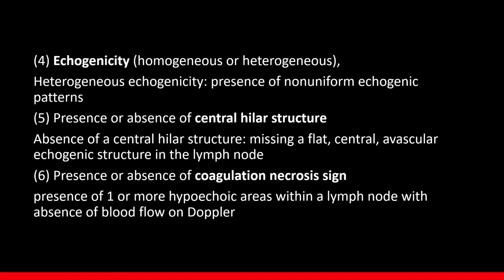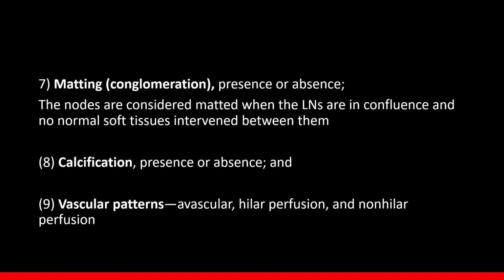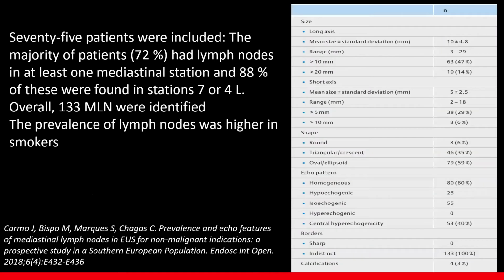Please look for the central hilar structure, which basically means a flat central avascular echogenic structure in the lymph node, whether it is present or not. We need to look for the coagulation necrosis sign, which is a hypoechoic or anechoic area within the lymph node with absence of blood flow on Doppler. Matting, conglomeration, is it present or not? The lymph nodes are matted when they are in confluence and no normal soft tissues intervene between them. Is there calcification, yes or no? And what are the different vascular patterns? So these are the 9 features we should look at in the lymph node.